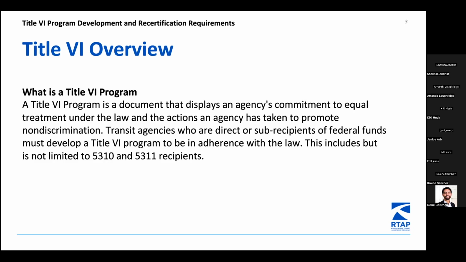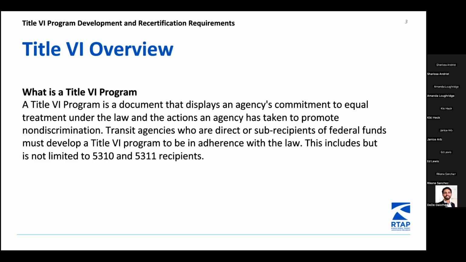I do want to preface a little bit. I'll be using words like recipient and subrecipient a lot for this presentation. A recipient is someone who receives federal funding, and a subrecipient is like 5310 and 5311 agencies who receive funding from KDOT, who receives funding from the federal government. So whenever I'm saying a subrecipient must do this or must do that, I'm referring to transit agencies in Kansas or anyone who needs to have a Title VI program.